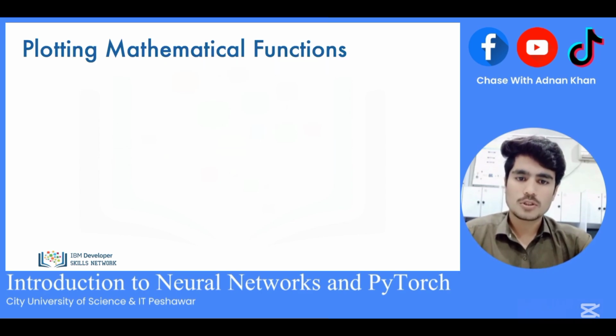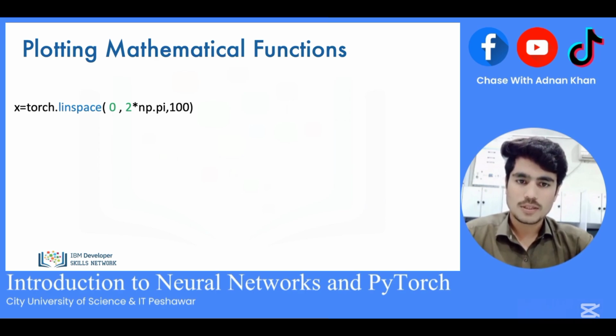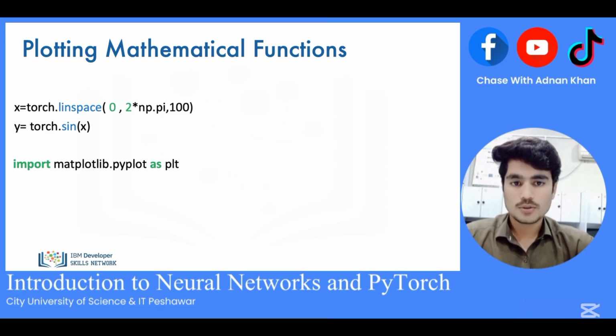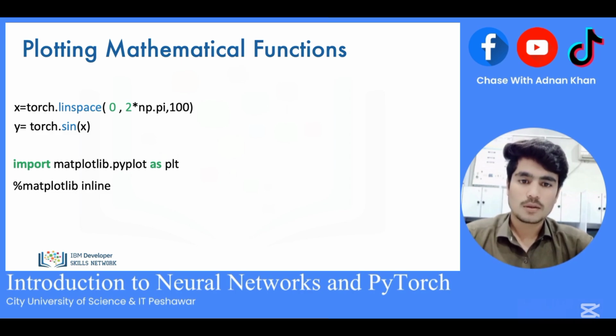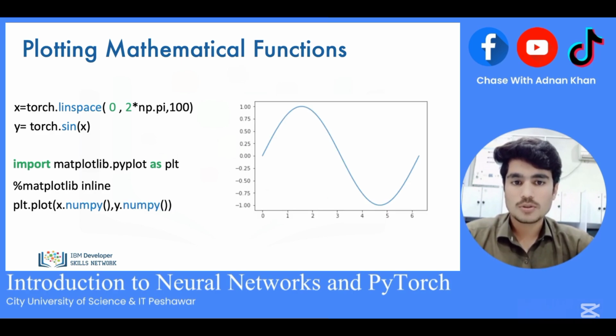We can use the function linspace to generate 100 evenly spaced samples from the interval 0 to 2 pi. We can use the PyTorch function sine to map the tensor x to a new tensor y. We can import the library pyplot as plt to help us plot the function. As we are using a Jupyter notebook, we use the command matplotlib inline to display the plot. The following command plots a graph.